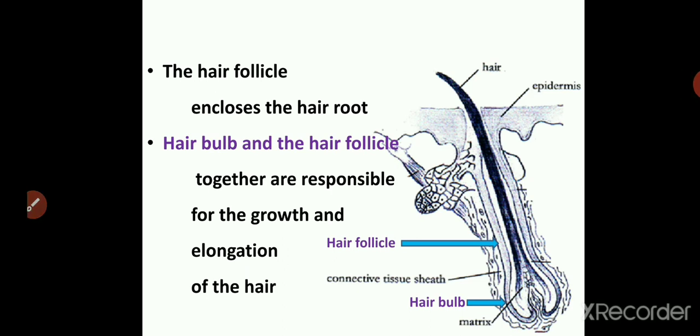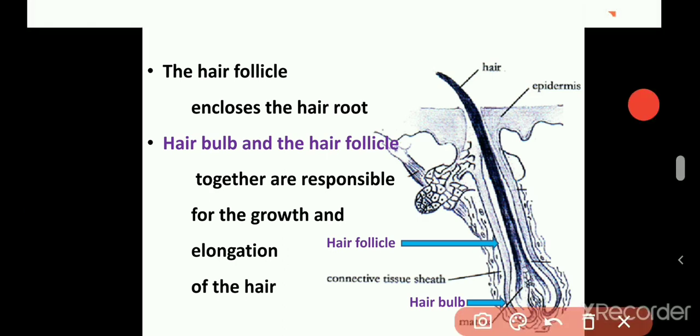follicle. That is the diagram of the hair follicle. The hair follicle, it's a pocket-like structure. It encloses the hair root. The hair bulb and the hair follicle together are responsible for the growth and elongation of the hair. So this is the hair bulb, correct? And this is the hair follicle. Both of them together nourish the hair and the growth takes place. As it grows further and further, it becomes a dead region. But the growth takes place in the bulb region.